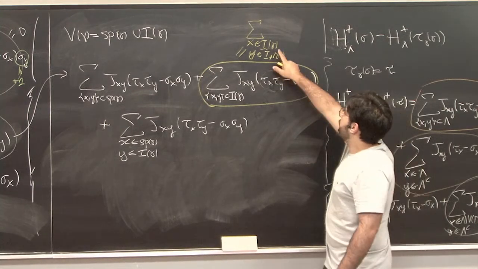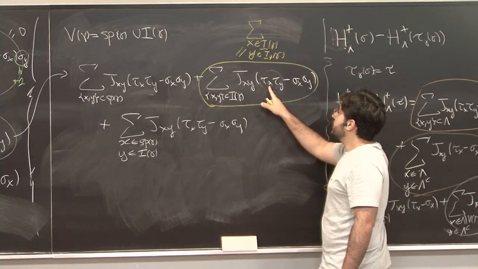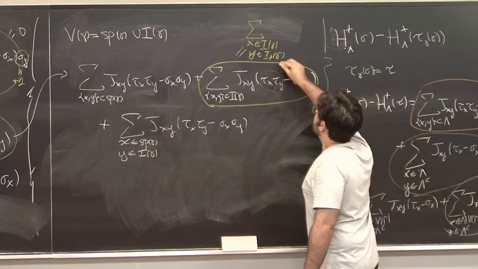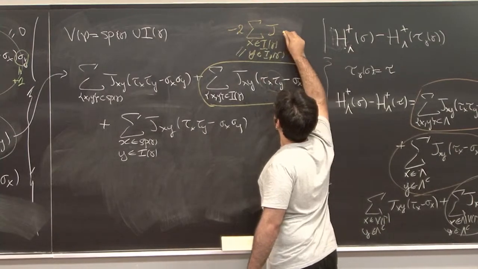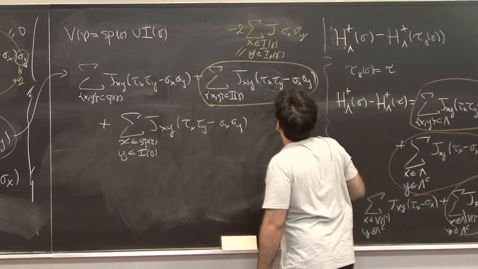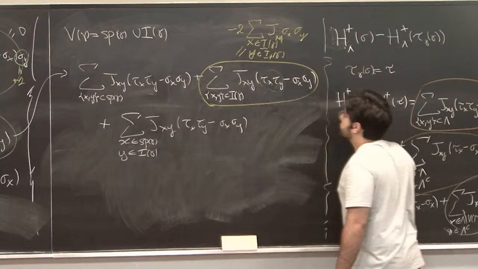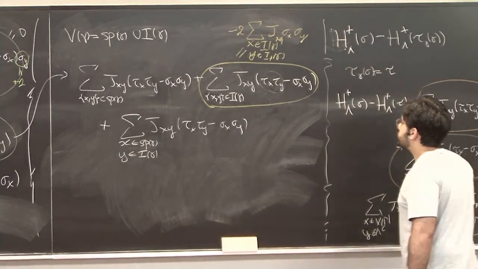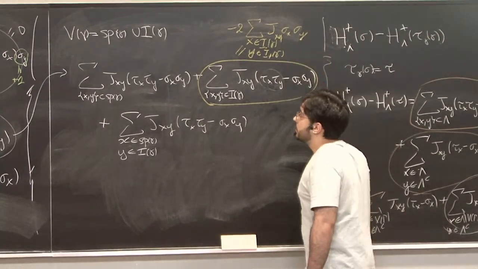And then for x inside the minus region, I will have minus sigma x. And for y inside this region, I will have just sigma y. And then this is just minus 2 sigma x, sigma y, jxy. And this term will stay as it is.